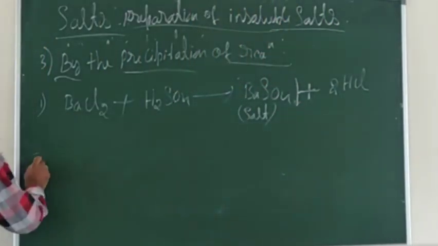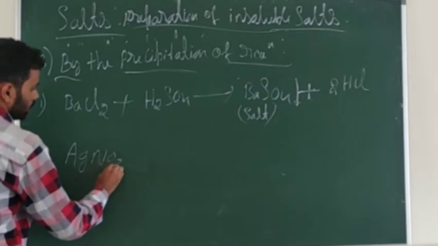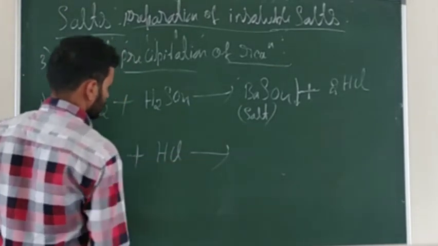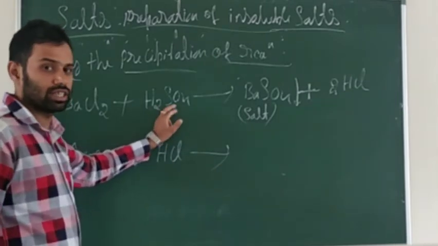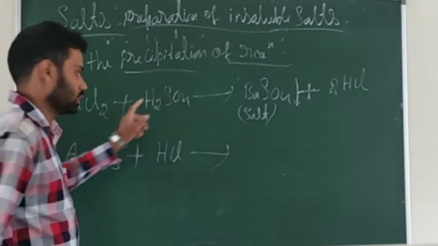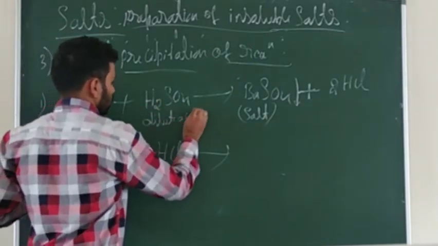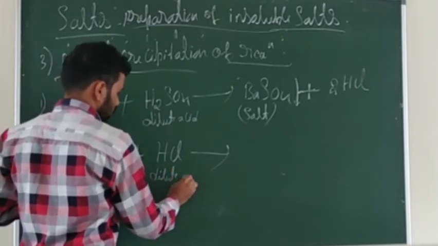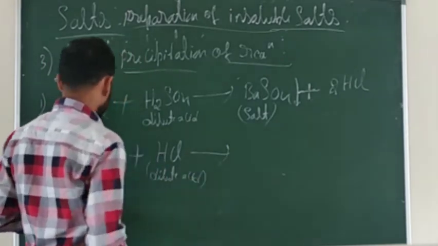So the second one: silver nitrate reacts with HCl. Here also, a very important point: the sulfuric acid in the previous reaction is dilute, not concentrated. This is also dilute acid. Do not take concentrated acid. So dilute acid.